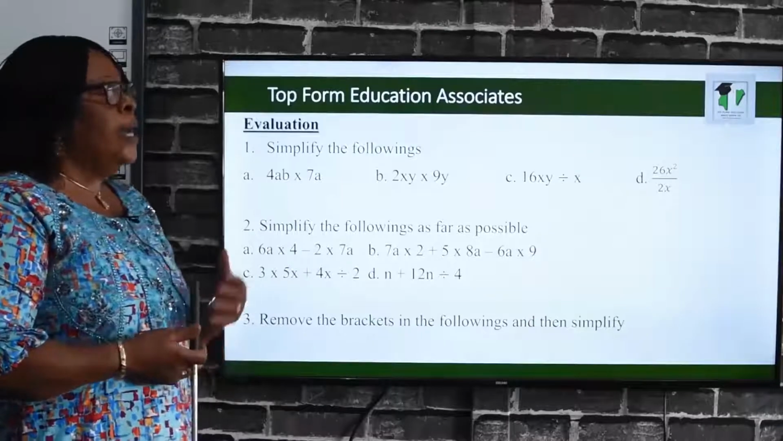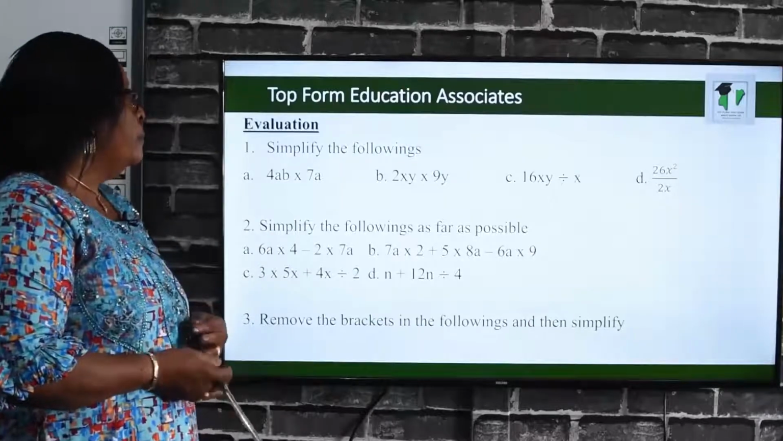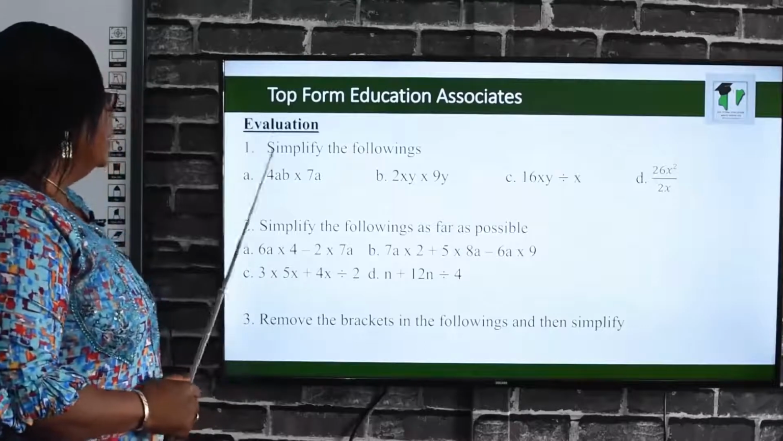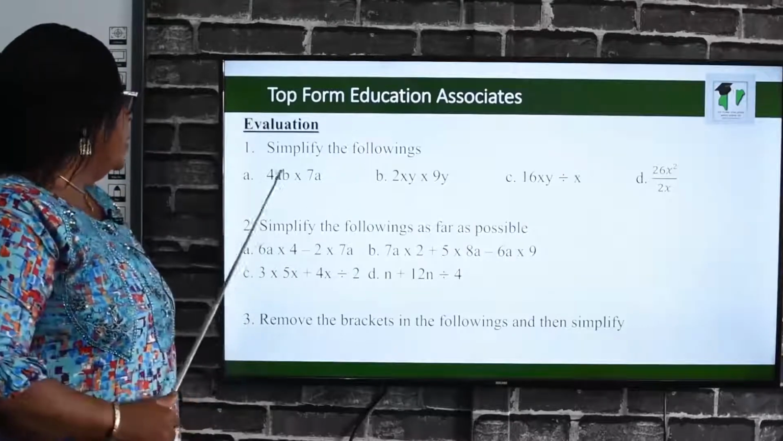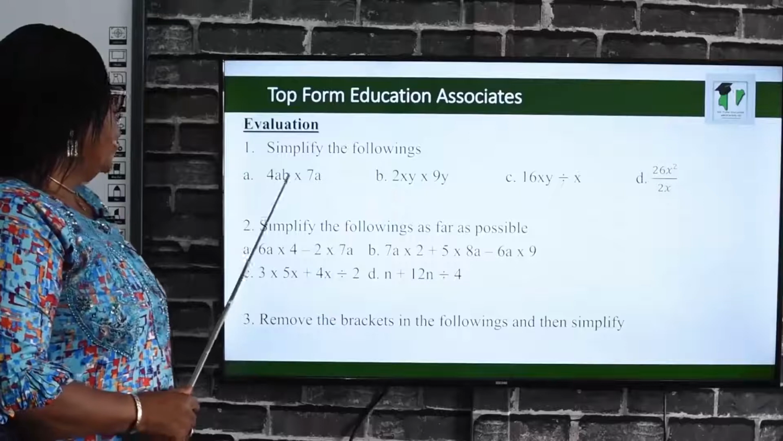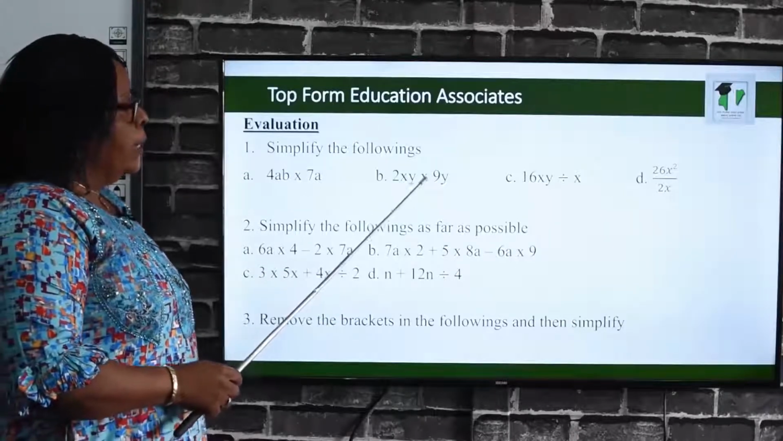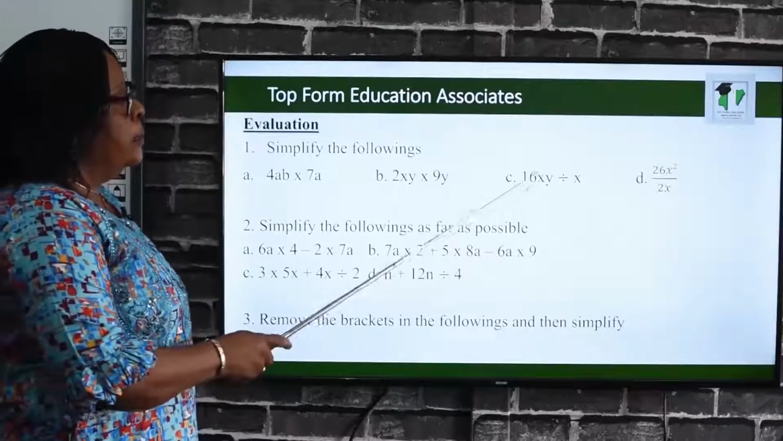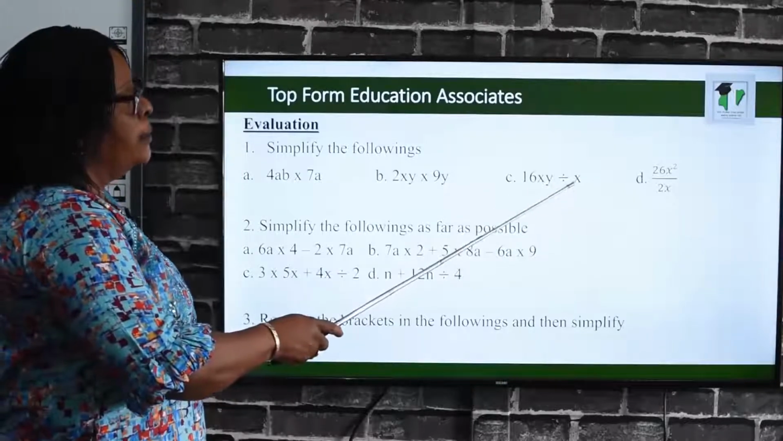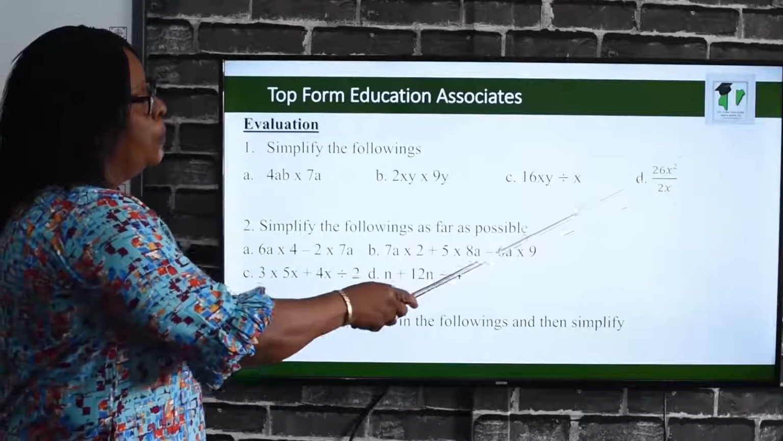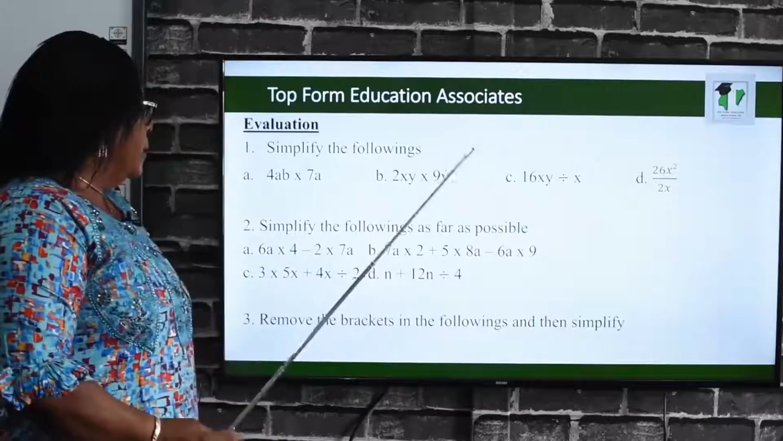So let us look at the evaluation. Question number 1. Simplify the following. A, 4ab times 7a. B, 2xy times 9y. C, 16xy divided by x. D, 26x squared over 2x.